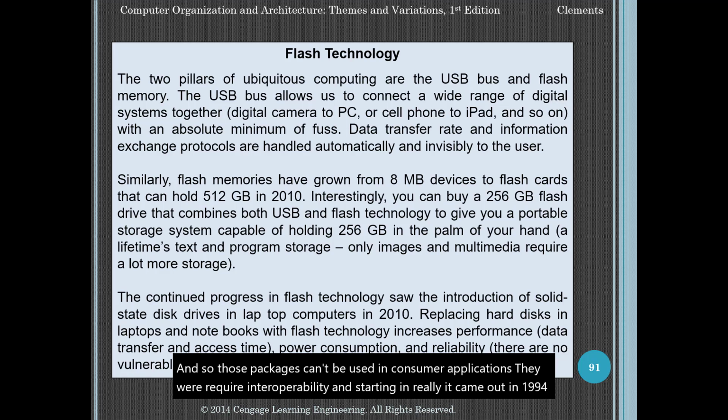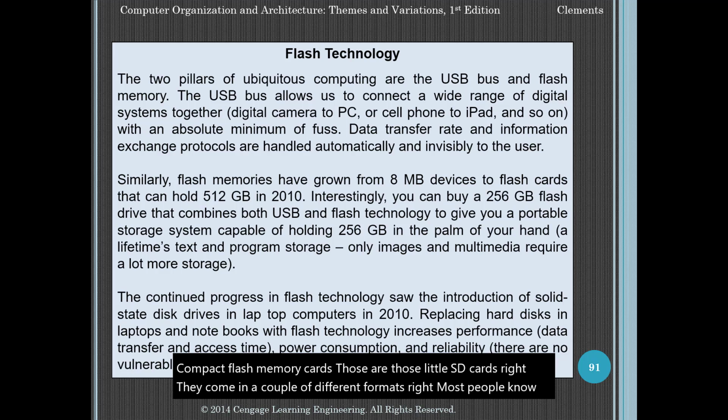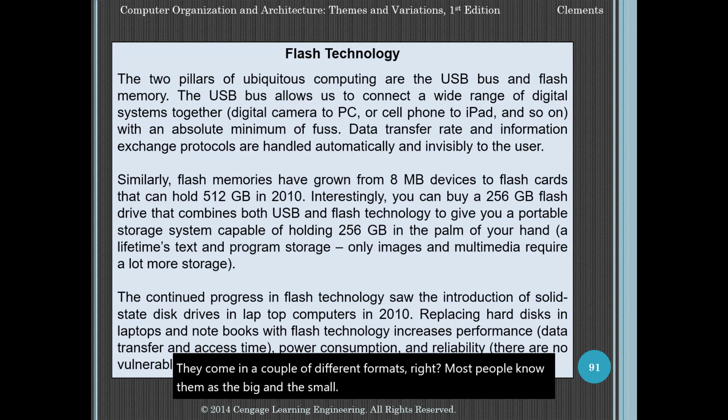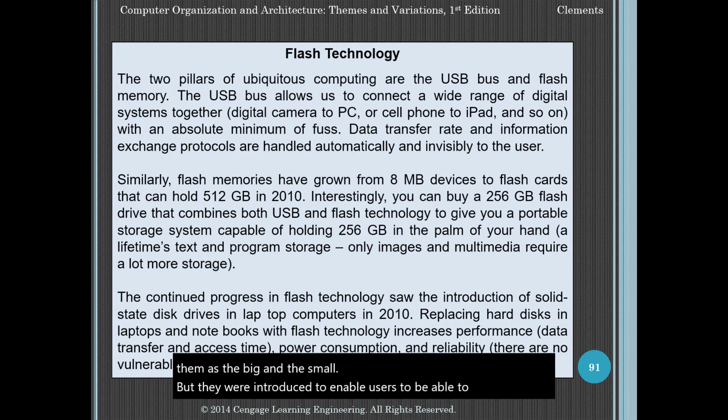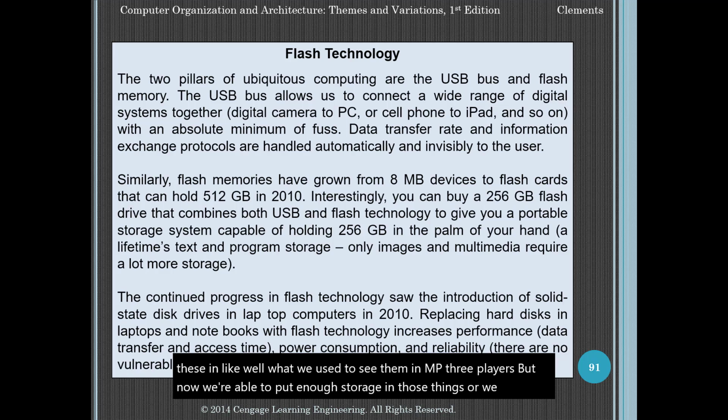Those are those little SD cards, right? They come in a couple of different formats, right? Most people know them as the big and the small. But they were introduced to enable users to be able to plug memory into domestic and personal computer-based systems. And we see these in, well, we used to see them in MP3 players, but now we're able to put enough storage in those things. Or we just use our phones, which again is using a form of flash memory.